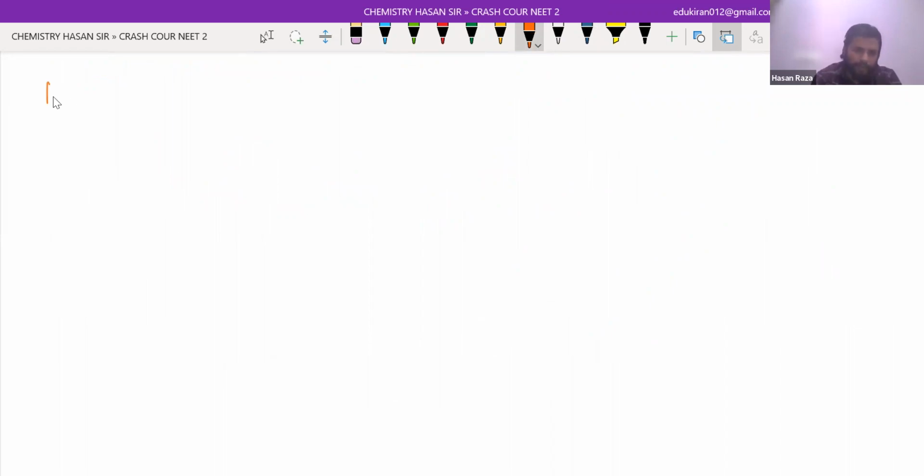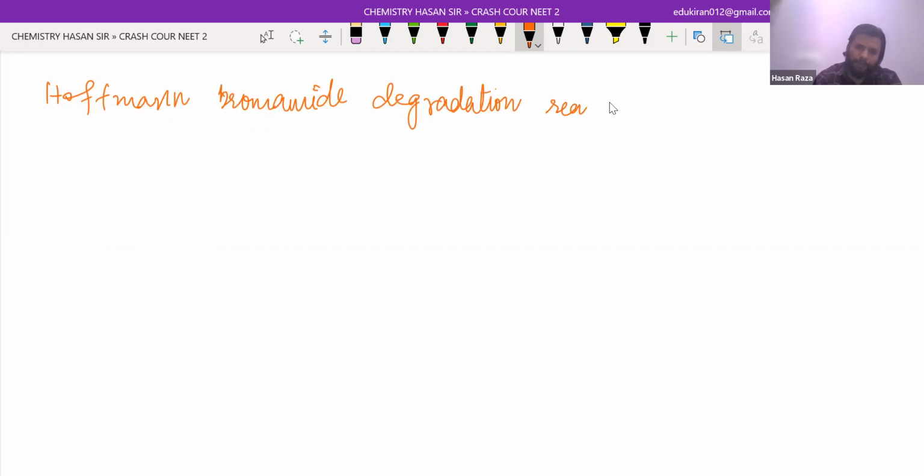Now see the last method of preparation is this Hoffman, and Hoffman is also very important. Hoffman bromamide degradation reaction. Basically, whatever is the number of carbon in amide, basically this is also from amide, but you have seen that from amide, if you are going to reduce it, you will be getting amine. But this is another name reaction, Hoffman bromamide.